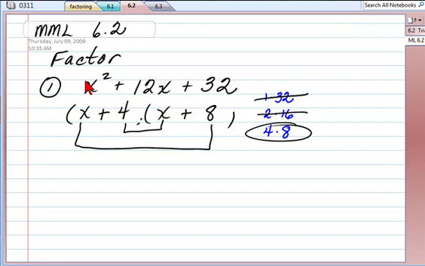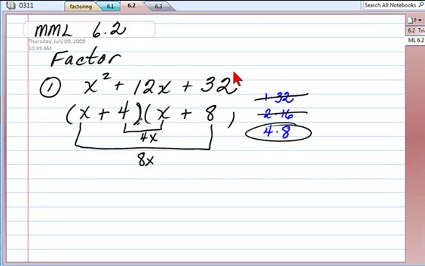X times x gives me x squared. And I'm sorry, I accidentally erased my parentheses there. The outer product is 8x. The inner product is 4x. Do those add together to give me the middle term of 12x? Yes. And 4 times 8 is 32. I've got the factors.